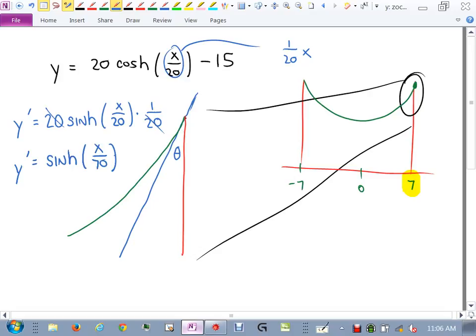This represents the slope of the tangent line to that catenary at the value x. So right now I have not put in what the value of x is yet. So now I'll go grab the x.